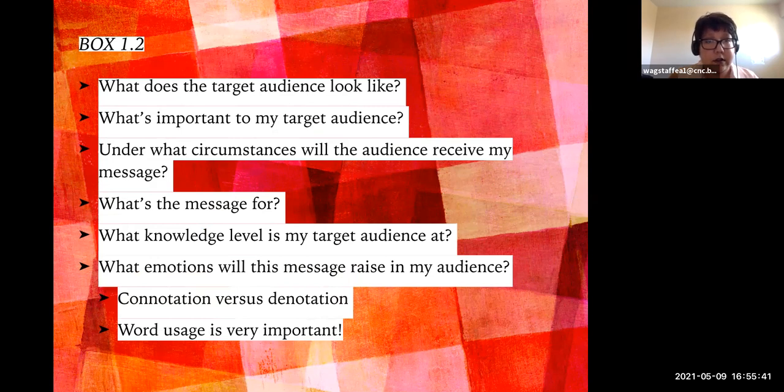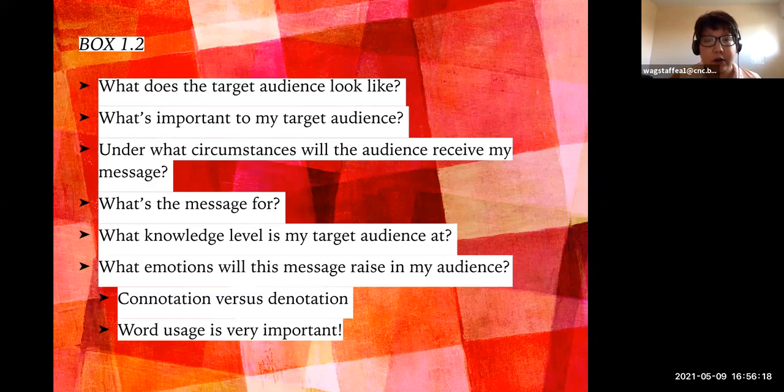Questions that will arise are: what's important to my target audience? What is the message that you want to send them? Under what circumstances will the audience receive my message? Is your receiver going to be in a circumstance that is stressful? What types of emotions will they have? Are they fairly relaxed? That type of thing. What's the message for? Is it a workplace message? That's an important question to ask.